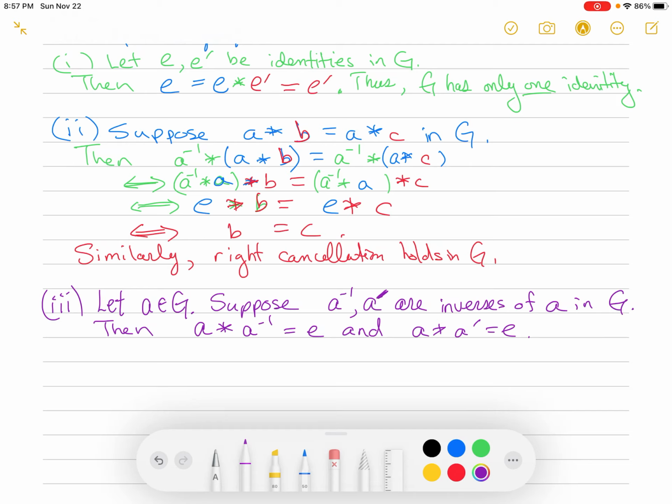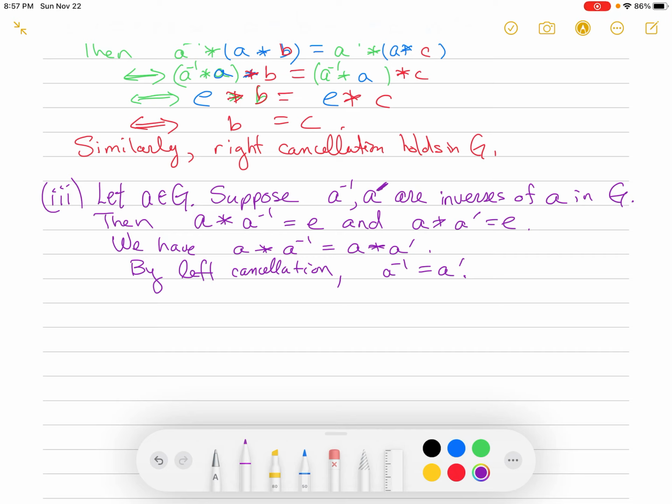So we can set these two things equal because they're both equal to E, right? So we have that A starred A inverse equals A starred A prime. And by left cancellation, from part two of this theorem, that means A superscript -1 equals A prime. So in reality, these two seemingly separate inverses are really the same. So thus there is only one inverse of A.